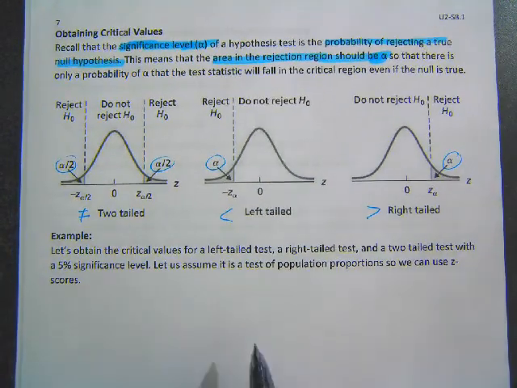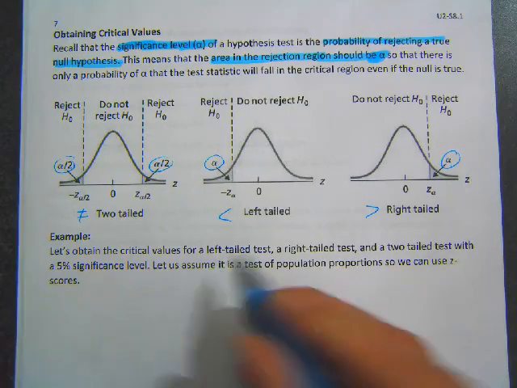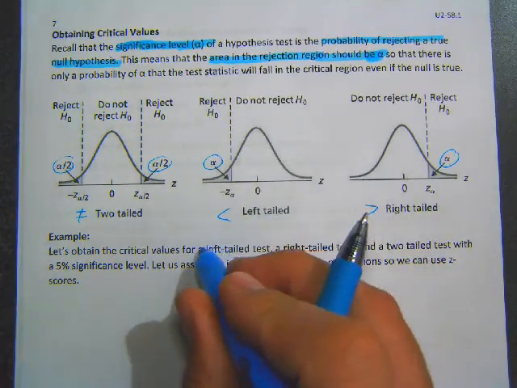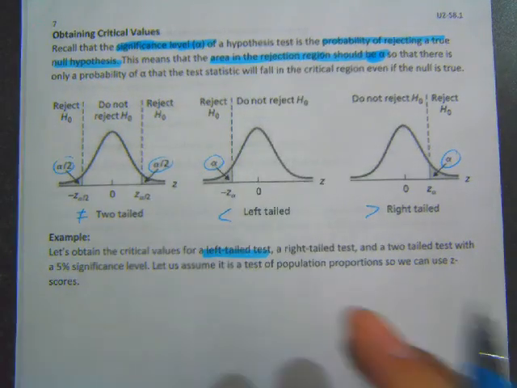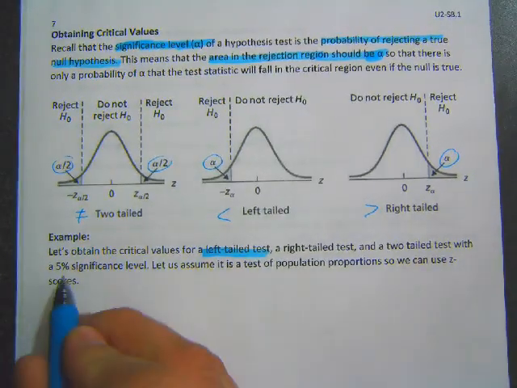Okay, let's actually do this. We're going to do critical values for a left-tailed test first, I'll do it in blue. Then we'll do a right-tailed test and a two-tailed test. All of this is going to be for the 5% significance level. So we have a 5% significance level.